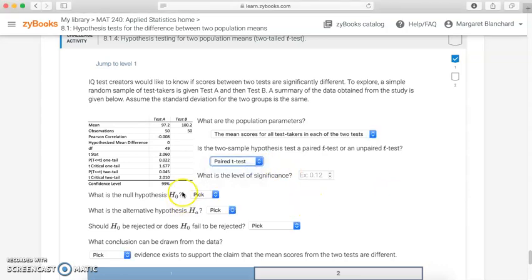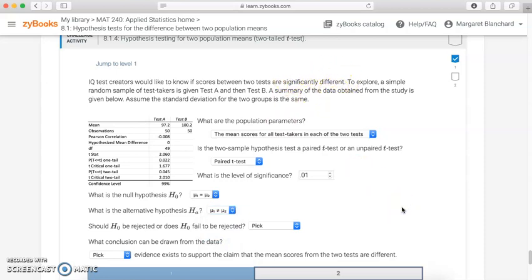What is the level of significance? Here we have confidence level 99%. That means this is 0.01. What is the null hypothesis? It's that the mean 1 is equal to mean 2, or mu1 equals mu2. And the alternative is that they are just different. We're not looking for greater than or less than. We're just looking for them to be different based on the fact that it says significantly different.